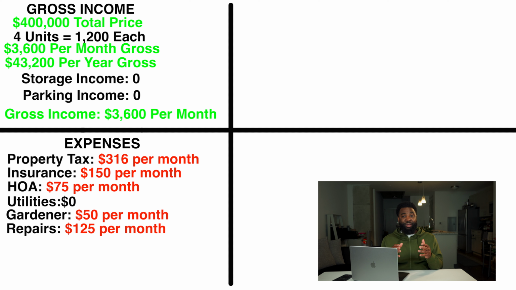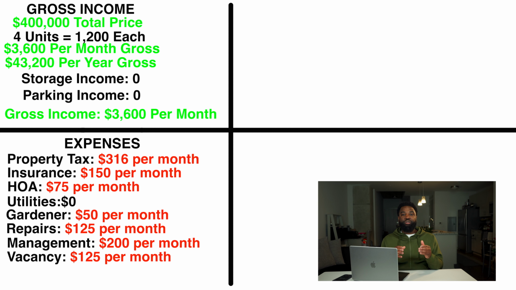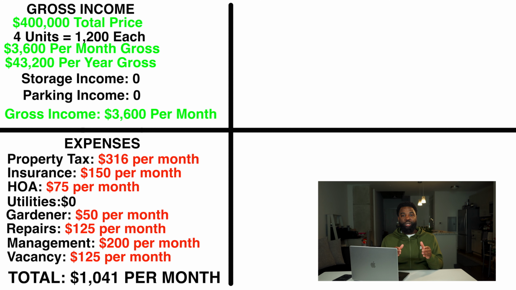And like I say, it may not be repairs at the current time, but you just put that money aside just in case. Management fees, such as property management companies, because you don't want to have to deal with tenants all the time. Let's say that's $200 per month. And vacancy, just in case you have to evict a tenant or the tenant leaves and the property doesn't have a tenant in place. Let's say every single month we put aside $125. Your total expense for the property would be $1,041 per month.